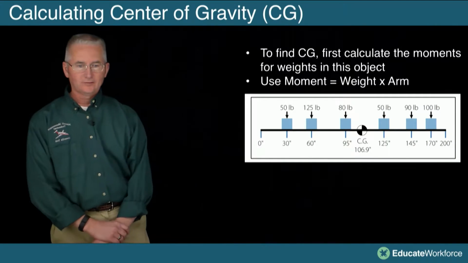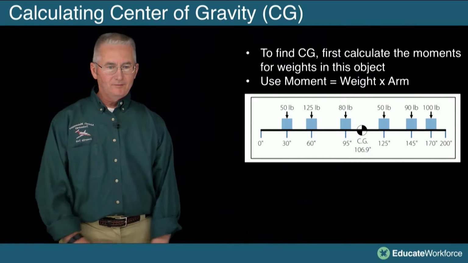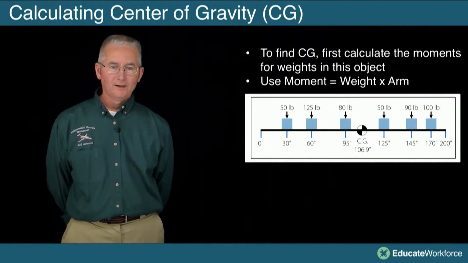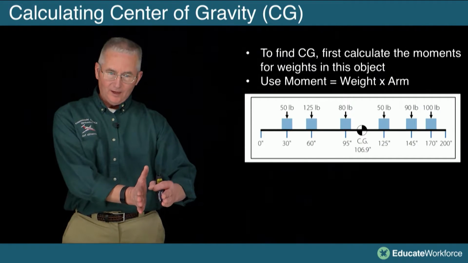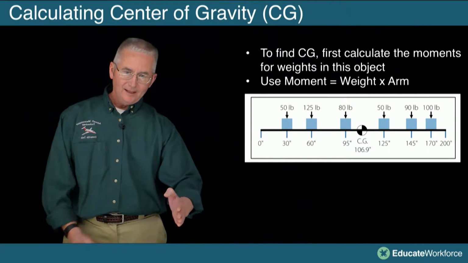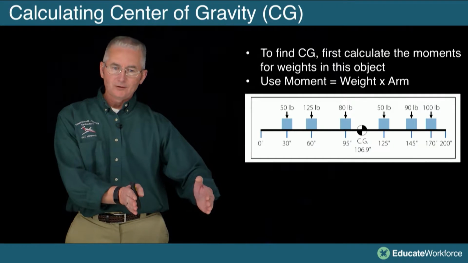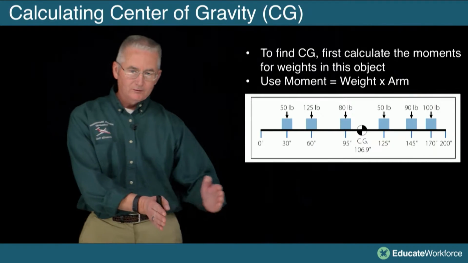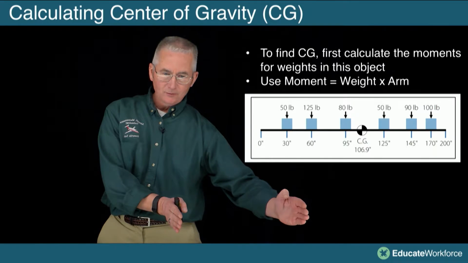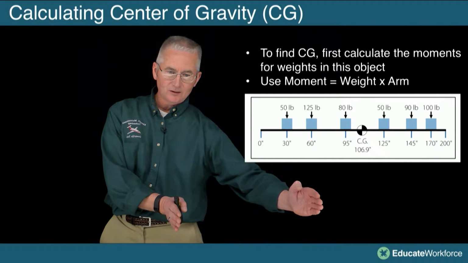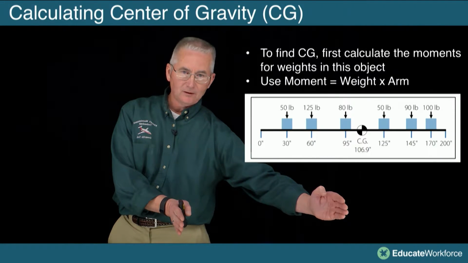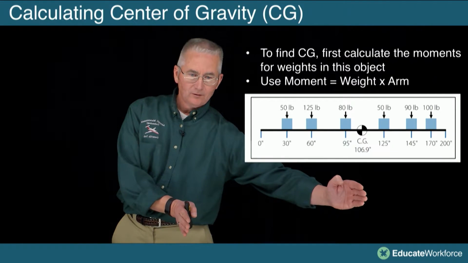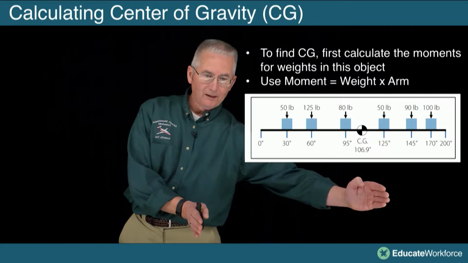Okay, calculating center of gravity. To find the center of gravity, first we need to calculate the moment of each individual weight. So we'll take that 0 that we have here on the left-hand side, and that'll be our datum. Remember, that's where all our measurements are taken from. And we go with a 0 datum, and then we go out 30 inches, and we have 50 pounds. We go out 60 inches, we have 125 pounds. And we go out 95 inches, and we have 80 pounds. Center of gravity, or center of balance, if you will.